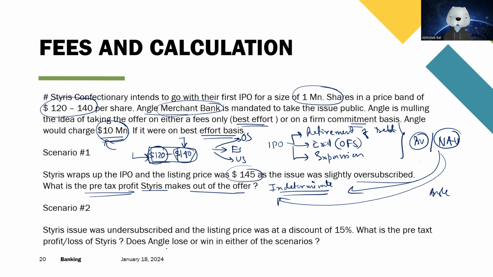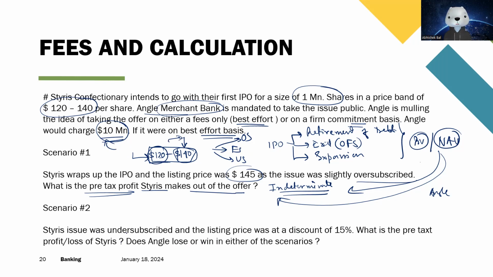So in either of these scenarios, does Angle lose or win? Well, Angle makes its money. There's no question of losing anything. Angle makes its money because its involvement in this whole process is limited to extending its services, that is, on a best effort basis.